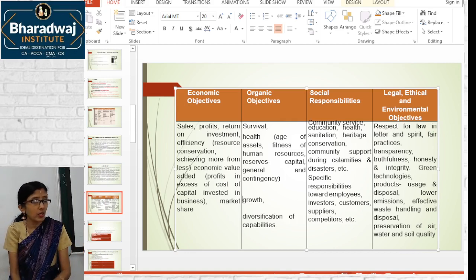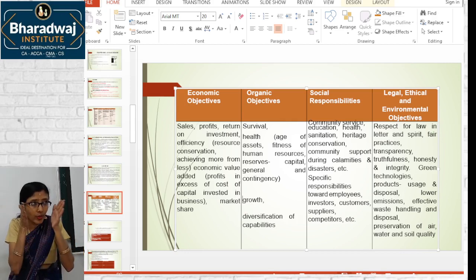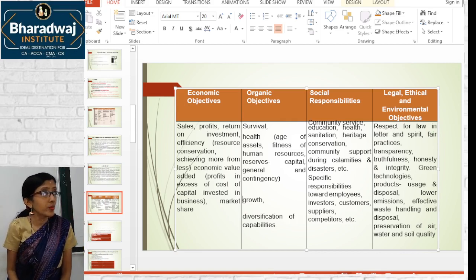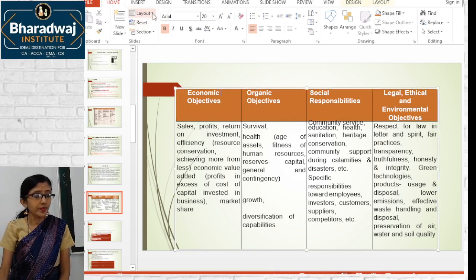Growth of the organization, diversification of capabilities. We are not going to be closed and on one path. We are going to be pluralistic. Now remember, business objectives are pluralistic in nature. You can make a note of that point.